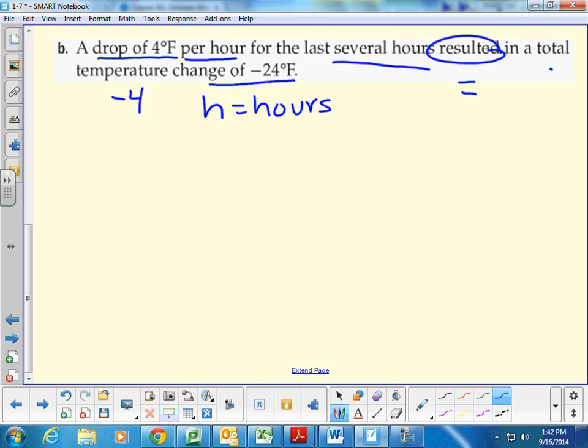You just kind of have to read the problem and think it through about what makes sense. So what I understand here is that the temperature drops, so negative 4, every hour, and it ended up being negative 24 degrees. So it's really how many hours did it have to drop 4 degrees each time to end up dropping 24 degrees. Okay, so that's kind of what that means there. That can represent that situation.